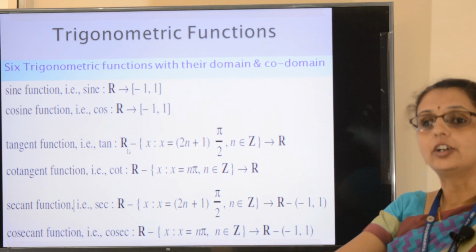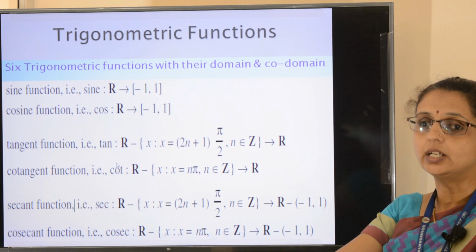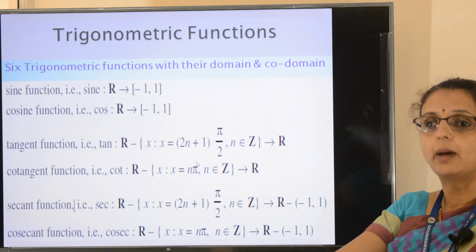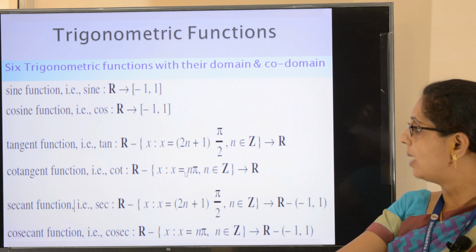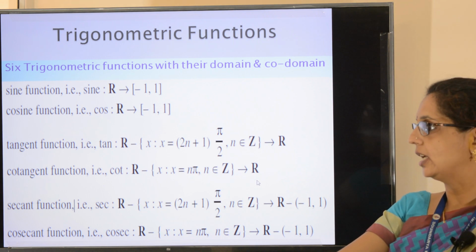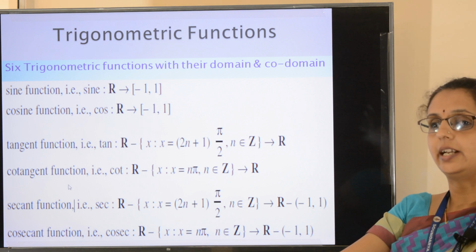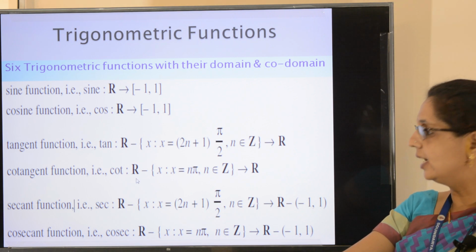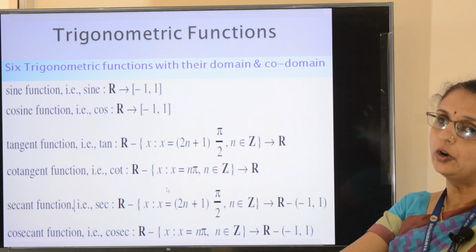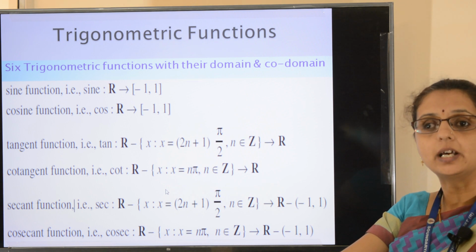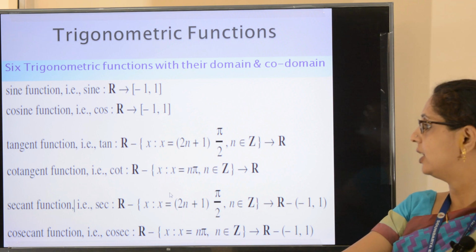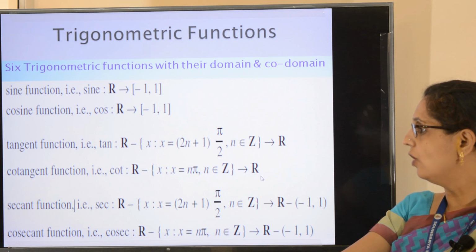Tangent function: set of real numbers, but not the complete set, excluding odd multiples of pi by 2, and its codomain is the complete set of real numbers. Cotangent function, that is cot function: set of real numbers but excluding pi. Why should we exclude pi? If we include pi over there, it becomes what? Indeterminate form, because cot is the reciprocal of our tan function, and its codomain is the set of real numbers.